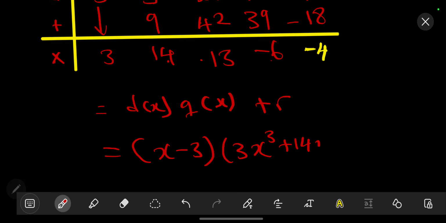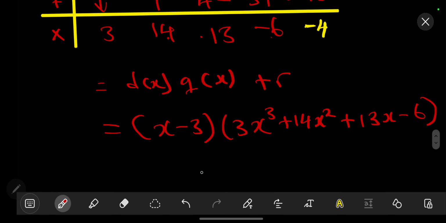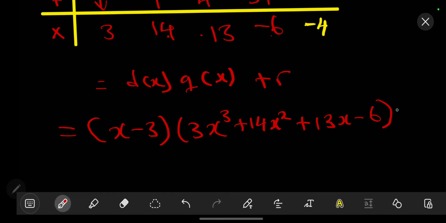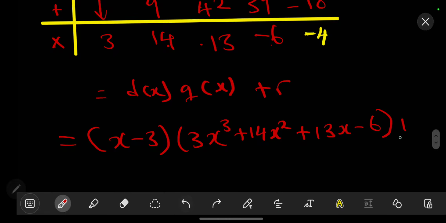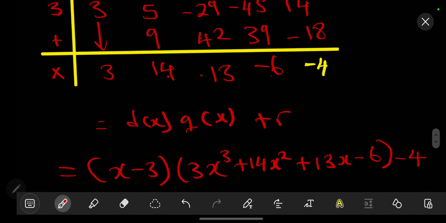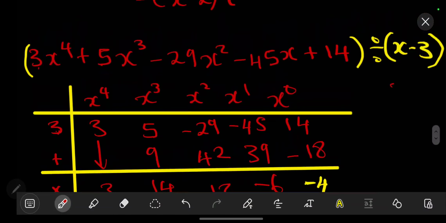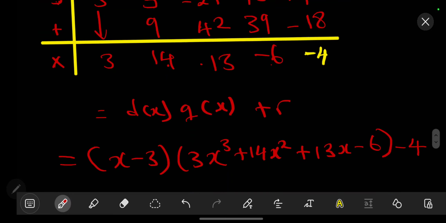Then we have plus 14x to the power of 2. Then we have plus our 13x. Then we have minus our 6 like that. Then plus the remainder. So our remainder is equal to negative 4. So we can just write a negative 4 like that. So this is our remainder, expressed in the division algorithm. So this equation, you write as we wrote, should be equal to this.